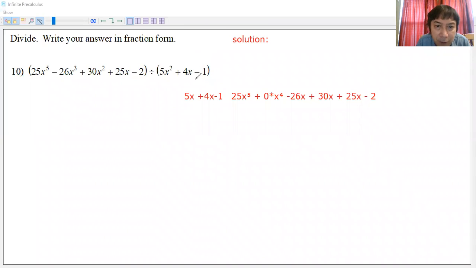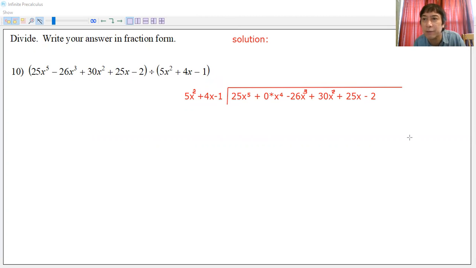This is 5x squared, and then 4x minus 1, that's correct. 25x to the fifth plus 0x to the fourth, the one we inserted, minus 26x cubed. This one is cubed. And then 30x squared, and then 25x minus 2. It's now all correct exponents. Let's put the division line. There's the division line, and over there, we're now going to start the division process.